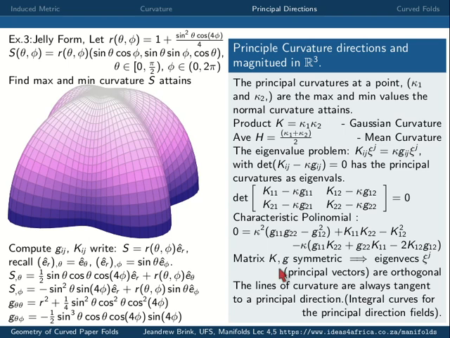So simply by doing this eigenvalue problem, you automatically calculate not only the maximum and minimum curvatures, but you also calculate the directions in which they are. And as an added bonus, those directions are always orthogonal. Okay.